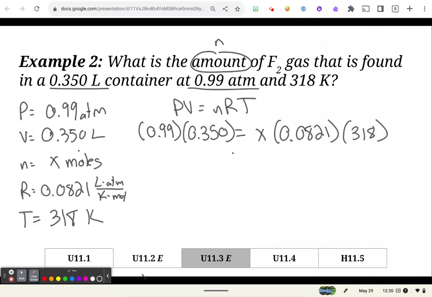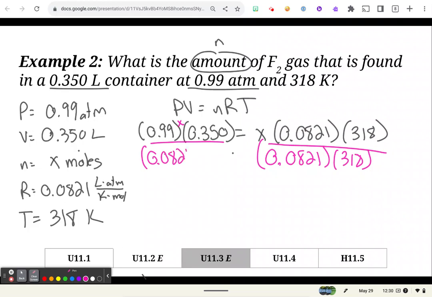All right, so now, again, I'm going to start mathematically. I'm going to start with the side I know. So I'm going to multiply those two together. And then what I need to do is, in order to get X by itself, I'm going to need to divide by the other two. So a couple of different ways. You just have to figure out what works best for you for entering this in. So I'm going to have 0.99 times 0.35. So I'm going to enter that in while I'm saying it. And then divided by 0.0821.